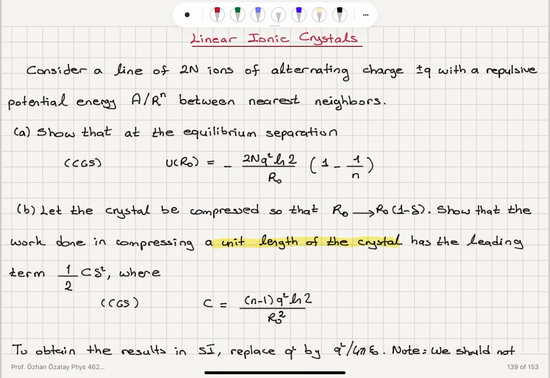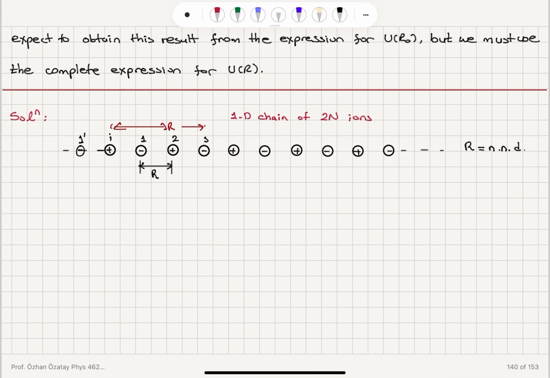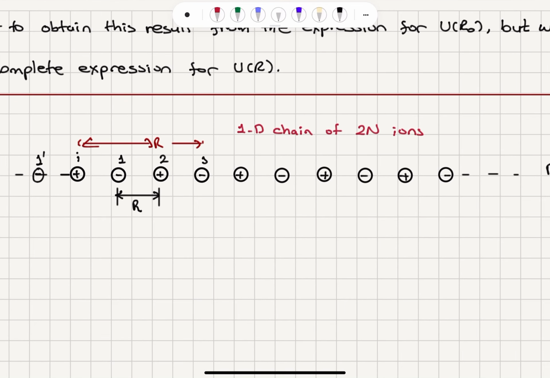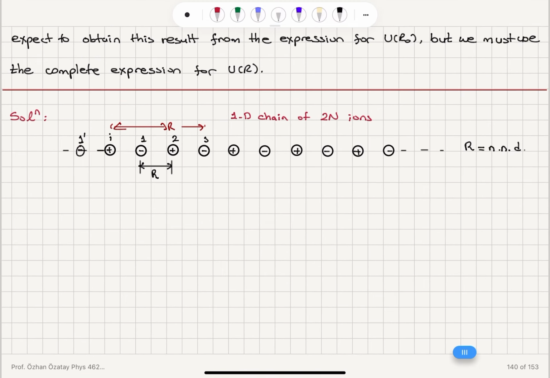Okay, so we have a one-dimensional chain of 2N ions. So here is the ith ion, and it has on its right side the ion number 1, then ion number 2, ion number 3, alternating charges, and we have a symmetric situation on the left side, 1 prime, 2 prime, etc. So capital R is the nearest neighbor distance, the distance between two nearest neighbor ions.